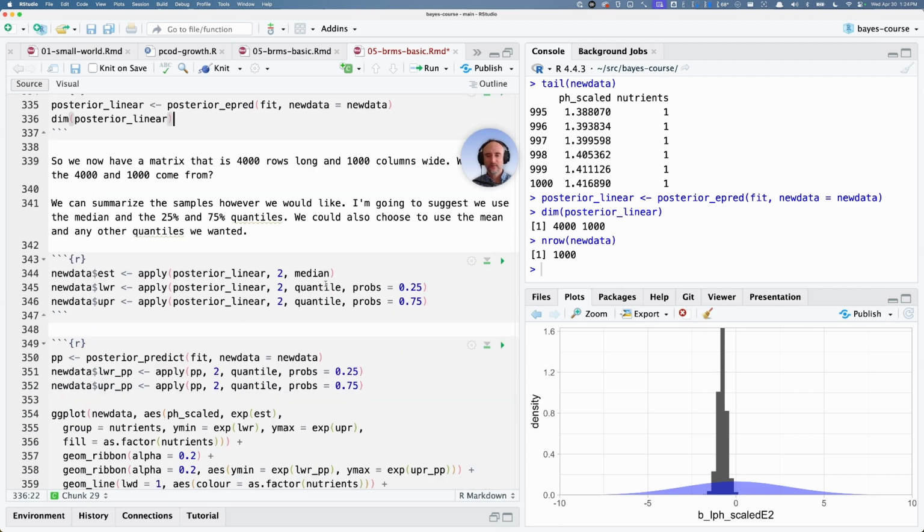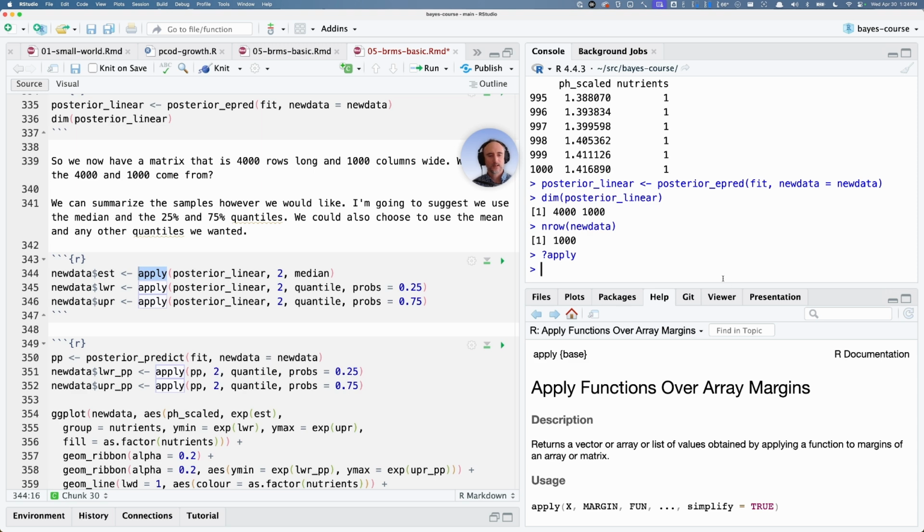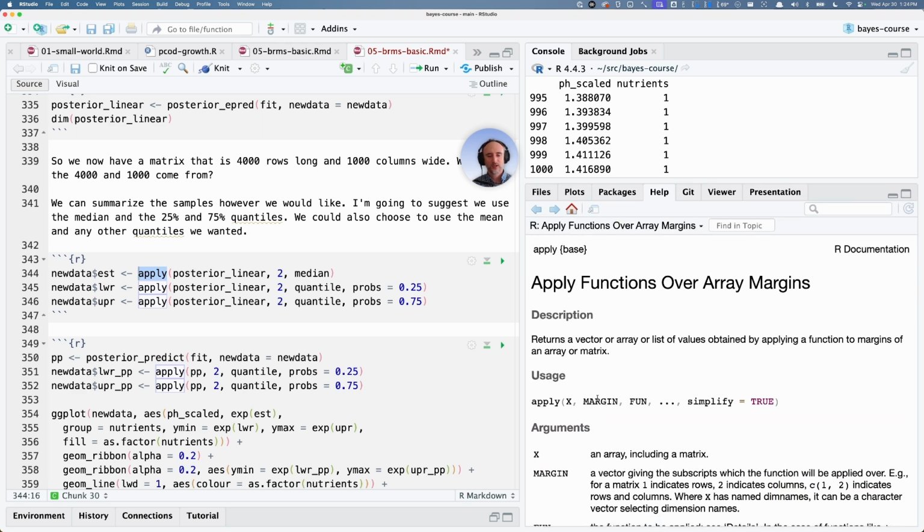So I'm going to summarize them by their median and their interquartile range, so their 25th and 75th probability quantile. To do that, I can use the apply function. The second argument is the margin, and the margin is 1 for row or 2 for column in this case. And then the third argument is the function I want to apply.